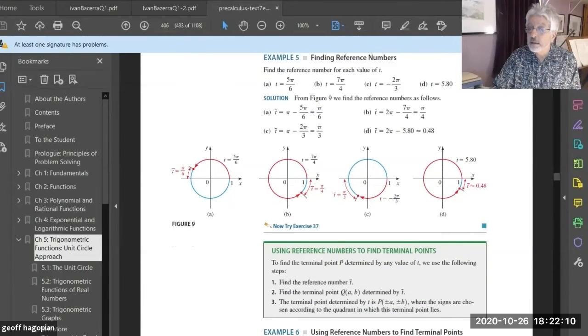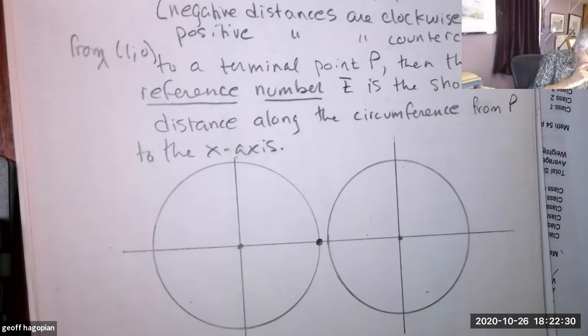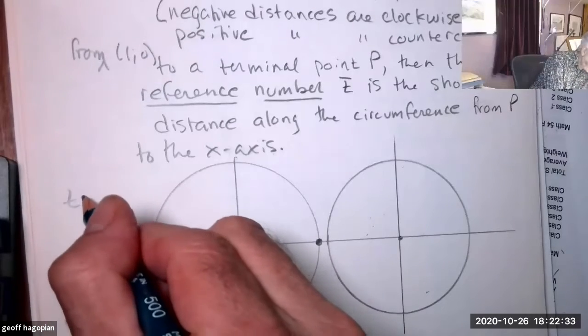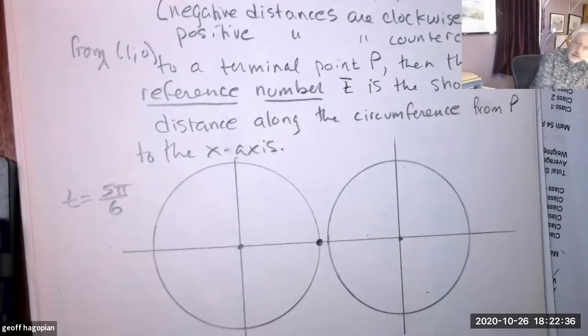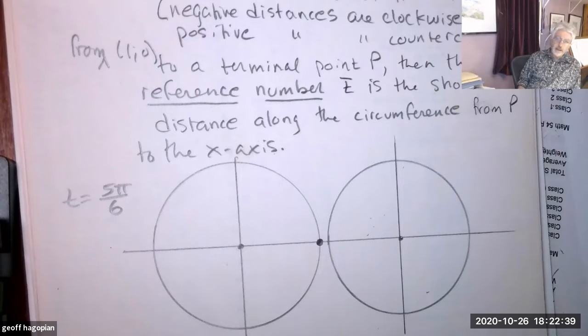Here's the algorithm, right? How to find the reference. Well, actually, here, using reference numbers to find terminal points, right? Okay, so if t is, say, 7 pi over 4, or let's take 5 pi over 6. That's the first one they have there. So suppose that t is 5 pi over 6. Okay, so that's a multiple of pi, right? Is that a real number? Sure, pi is a real number, so 5 pi is a real number, and 1/6 of a real number is a real number. You could approximate this as a decimal, right?